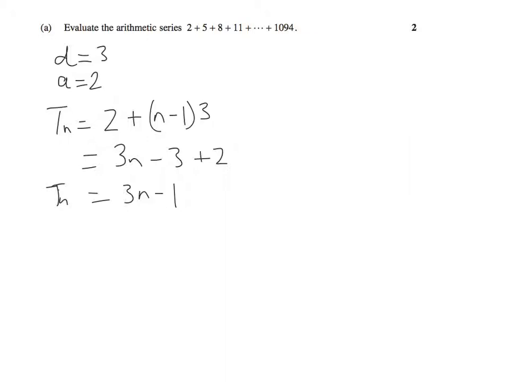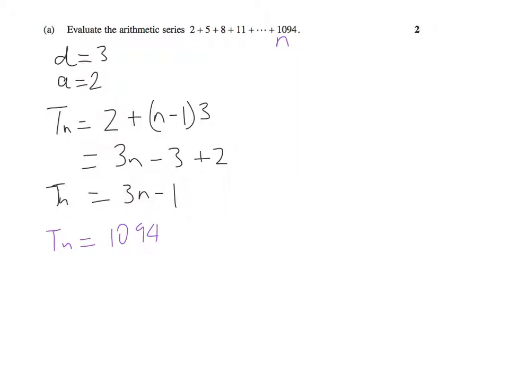So if we're going to add all these up, it would be very foolish to try to add them up by saying 2 plus 5 plus 8 plus 11 and so on and so forth, because there's a whole bunch of numbers in here. We're going up by 3, we end up at 1,000. That's somewhere in the vicinity of at least 300 terms. So we don't want to be adding them up individually. But what we can do is find out what number term this is in the series. So if we let the nth term be 1094, we can find out what number term that is.